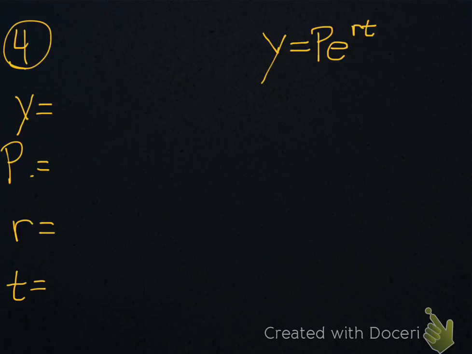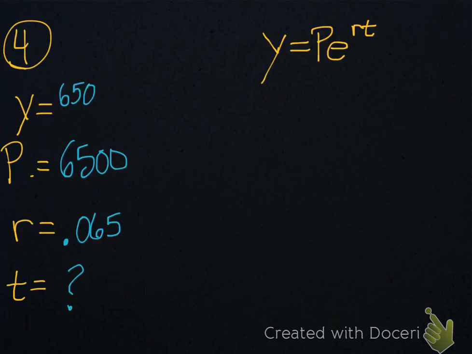So what did they say? Mr. Campbell invested $6,500. That's how much we start with. At an interest rate paying 6.5%, so 0.065. It's continuously compounded. That told us e. How long will it take the money to be increased by $1,500? So I have to take my $6,500 and add $1,500 to it. What is that? That's $8,000, right? So my Y value is $8,000.